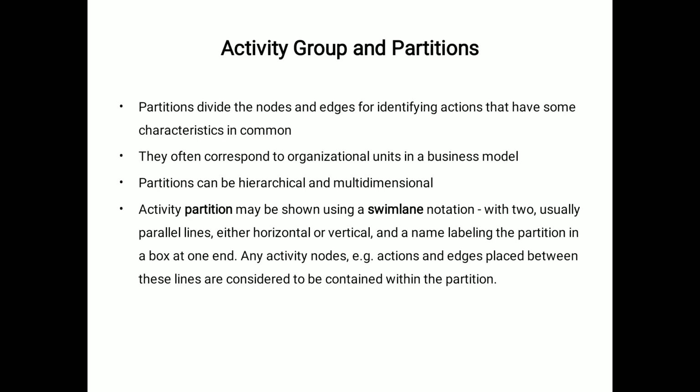Next is your activity group and partitions. Partitions divide the nodes and edges for identifying actions that have some characteristics in common. They often correspond to organizational units in a business model. Partitions can be hierarchical and multidimensional. An activity partition may be shown using a swim lane notation with two usually parallel lines, either horizontal or vertical, and a name labeling the partition in a box at one end. Any activity node, that is action, and edges placed between these lines are considered to be contained within the partition.